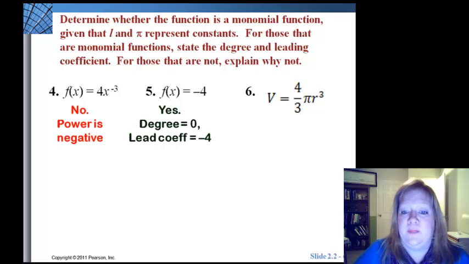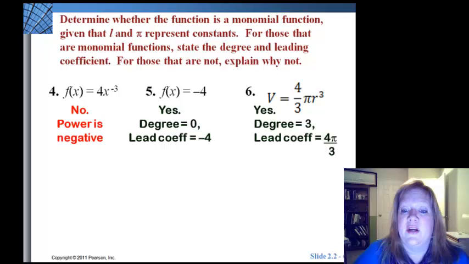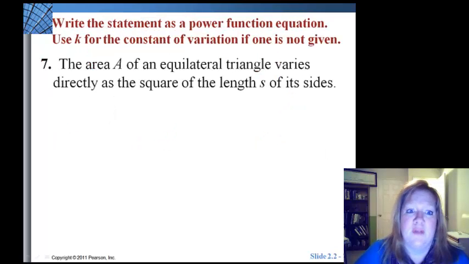The last one is also a monomial function, and the degree is 3. That's the power on the variable. The lead coefficient, you can say it's 4/3 pi or 4 pi over 3, but that's the number that's in front. That's the lead coefficient. Okay, so that kind of gives you an idea of what power functions are and monomial functions are.